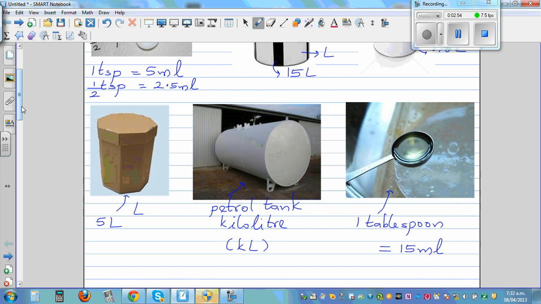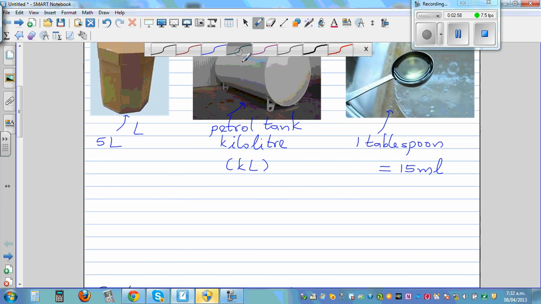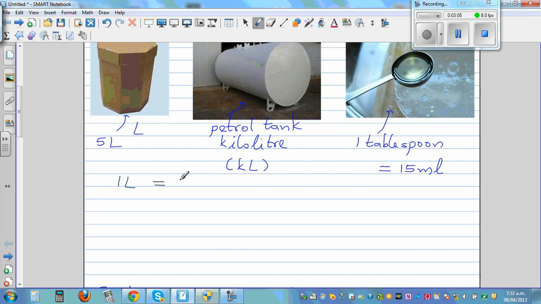Okay, so let me give you the basic conversion. This is something you should remember. 1 liter is the basic unit. 1 liter is 1,000 milliliters. 1 liter contains 1,000 milliliters. And 1 kiloliter is 1,000 liters. This is all that you need to remember, from milliliters to liters to kiloliters.